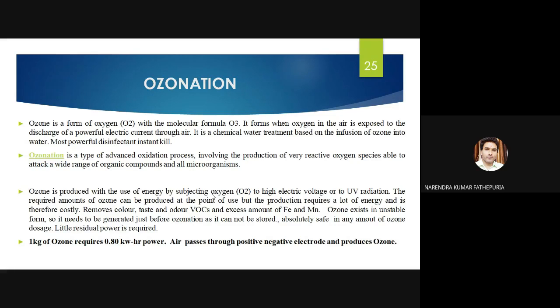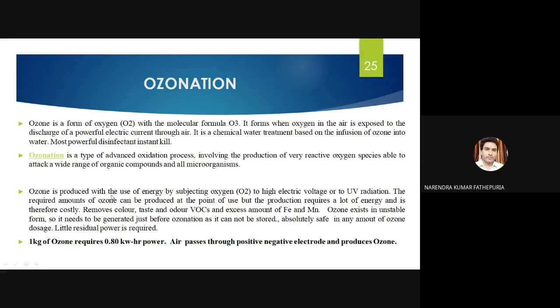Ozonation is generally preferred for wastewater treatment, actually sewage water treatment, not for domestic municipal water treatment. Ozonation is also preferred for industrial wastewater treatment, because in highly toxic water the organic matter and impurities are a higher percentage. The BOD content will be very high, COD content will be very high. That's why ozonation is preferred. It's the most advanced method for disinfection.